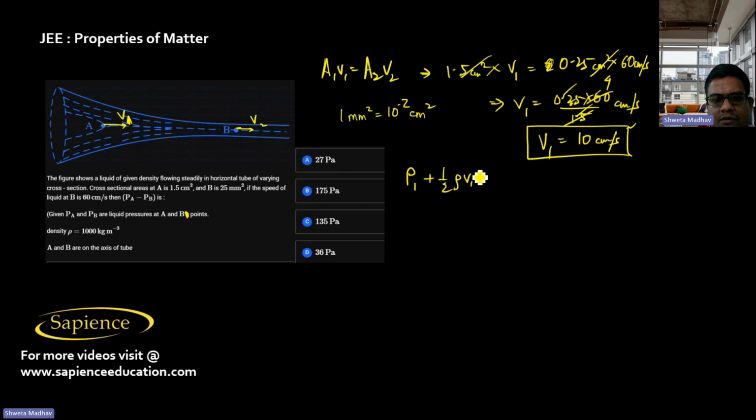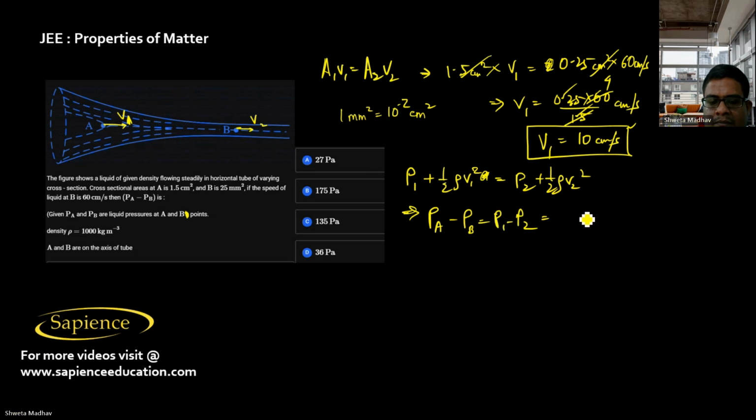V1 plus half rho V1 square is equal to V2 plus half rho V2 square. Here we are using Bernoulli's principle, since the height at points A and B will be the same. So the rho gh part will get cancelled. It means PA minus PB, which is the same as P1 minus P2, will be equal to half rho into V2 square minus V1 square.